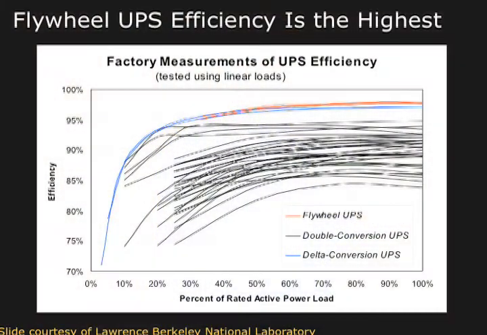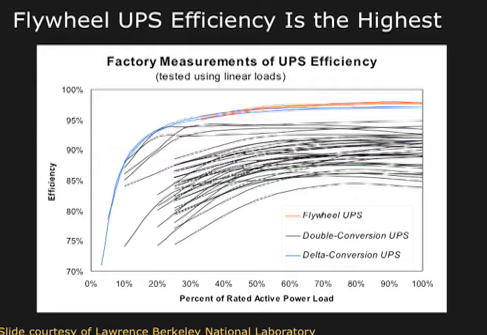This is just a graph from the LBL work on UPS efficiencies. And you can see that the flywheel UPS, the ones in red up here, are the most efficient ones. So there is a big efficiency benefit to using those.